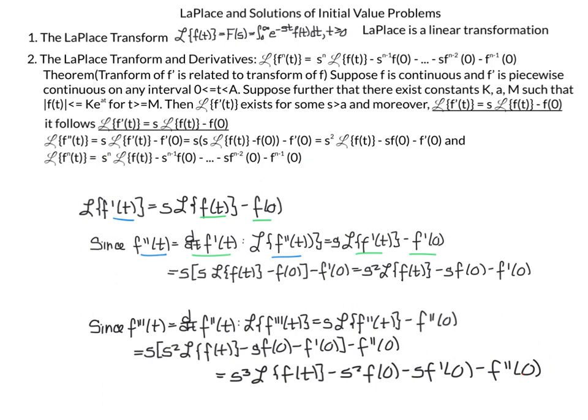So the pattern is every time you take a derivative, you're going to multiply everything in the previous line by s and then add another f to the n minus 1 derivative at 0. And this is the general formula here. So I wouldn't necessarily memorize each of these formulas, but I would memorize the starting formula, and I might memorize this pattern here. Those are the two things. All the stuff in between I would just derive from one of these two forms.